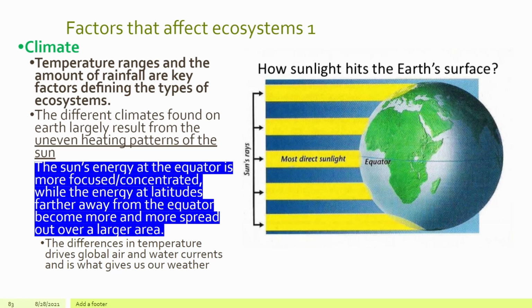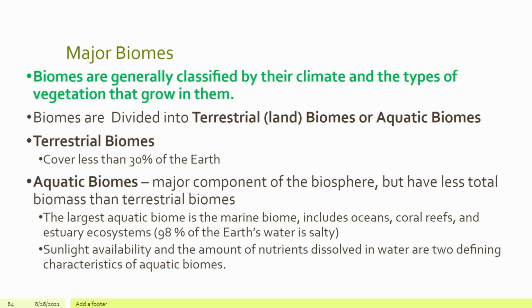Notice the sun's energy at the equator is the most focused, most concentrated, whereas at the periphery, or the areas further away from the equator, it's less concentrated, and it becomes more and more spread out over a larger area. These differences in temperature drive global air and water currents, and it's what gives us our weather. And it also produces major biomes because there are different climates in different parts of the world.